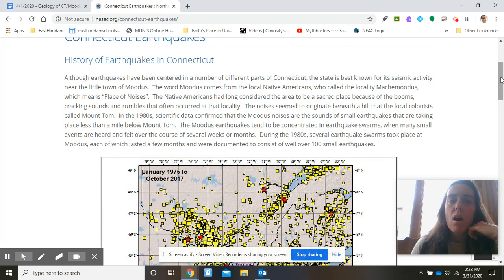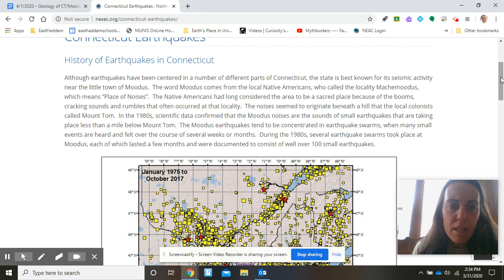So, if you look here, it says, although earthquakes have been centered in a number of different parts of Connecticut, the state is best known for its seismic activity near the little town of Moodus. The word Moodus comes from the local Native Americans, who called the locality Machimoodus, which means place of noise. The Native Americans had long considered the area to be a sacred place because of the booms, the cracking sounds, and the rumbles that often occurred at that locality. The noises seemed to originate beneath the hill that the local colonists called Mount Tom. And that's over near Machimoodus State Park or Cave Hill, if any of you guys are living over there.